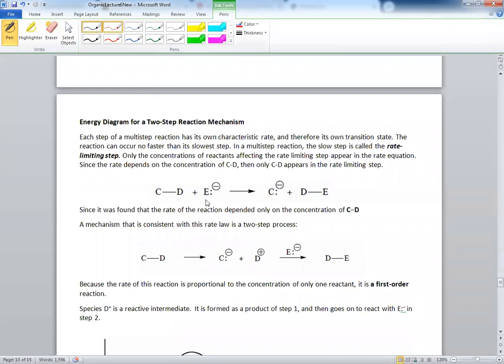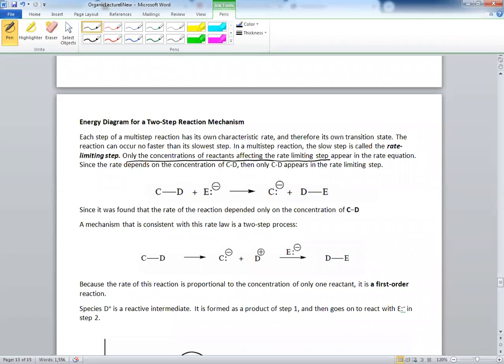Very well. Only the concentration of reactants affecting the rate limiting step appears in the rate equation. So you cannot put both, if you started with both, only the ones that are affecting the rate limiting step. You cannot put both if one does not apply. So let's look at this equation. Since the rate depends on the concentration of CD, which is right here, only CD is going to appear.